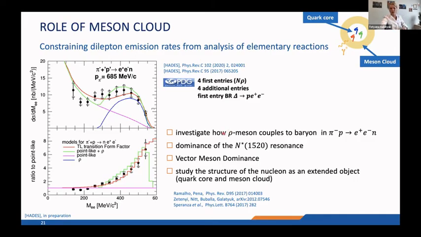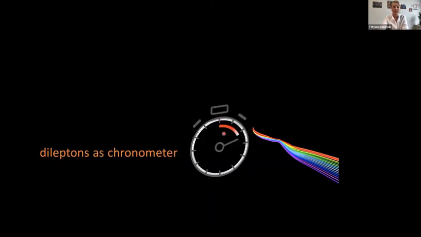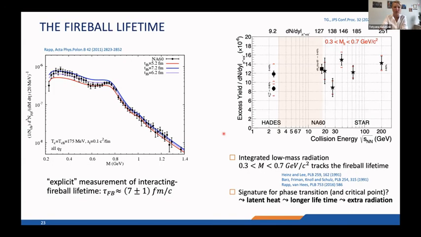Now, having this emissivity of matter really nicely constrained, we can use it also to characterize the fireball in more detail. One possibility is to measure the lifetime of the interacting fireball by using the precision measurement of the dilepton spectra, which is indicated here. I use again NA60 data, and there are three model calculations, the same model calculation using three different values for the lifetime of the interacting fireball. And from this measurement, one could extract explicitly the lifetime of the fireball.